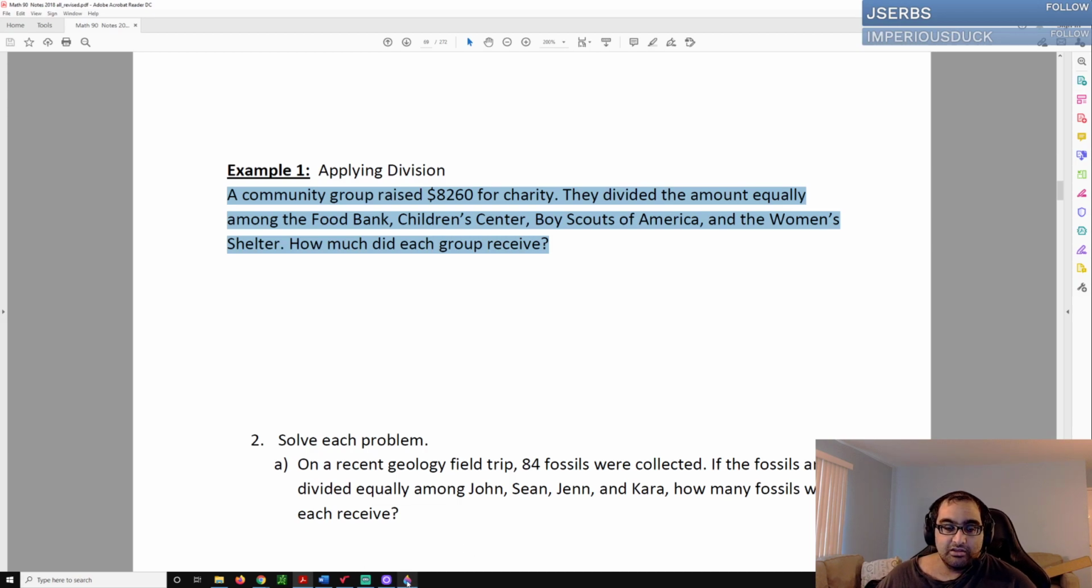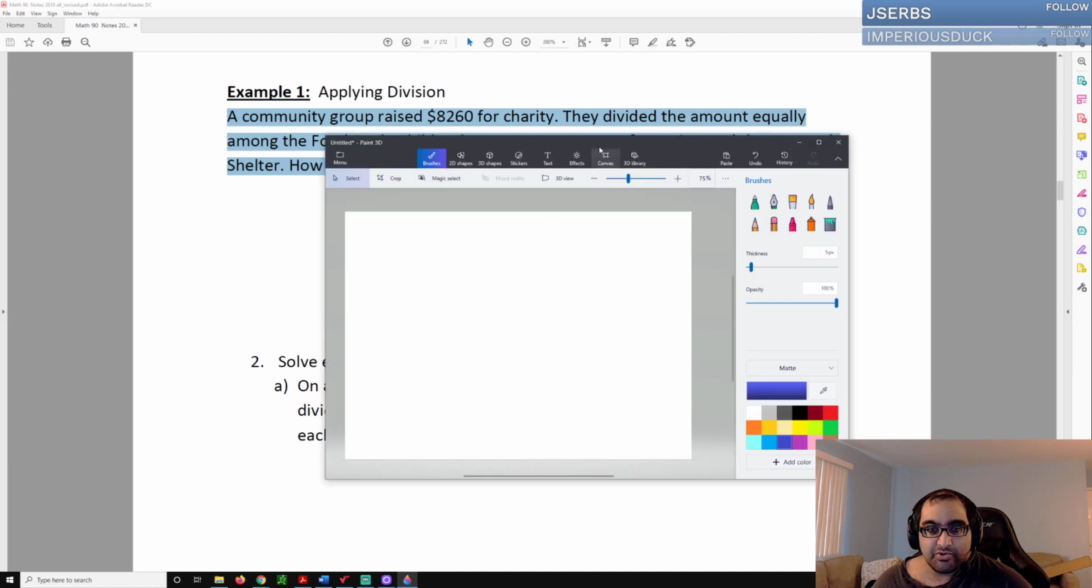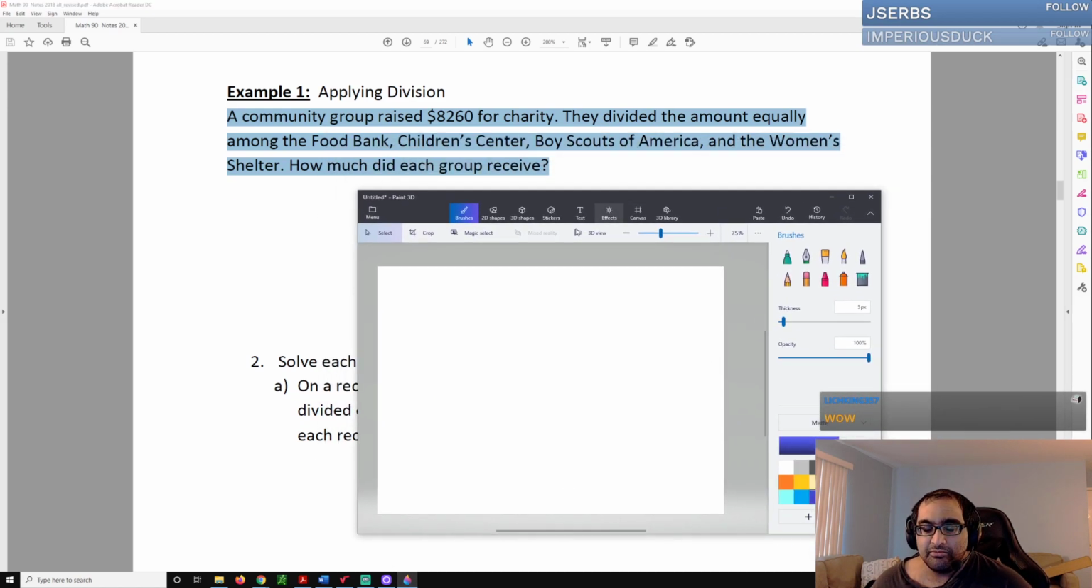Okay, so let's take a look at this problem here. The first thing that we need to figure out is what the keyword to this problem is, so it helps us set up the problem. So what is the keyword to this problem?